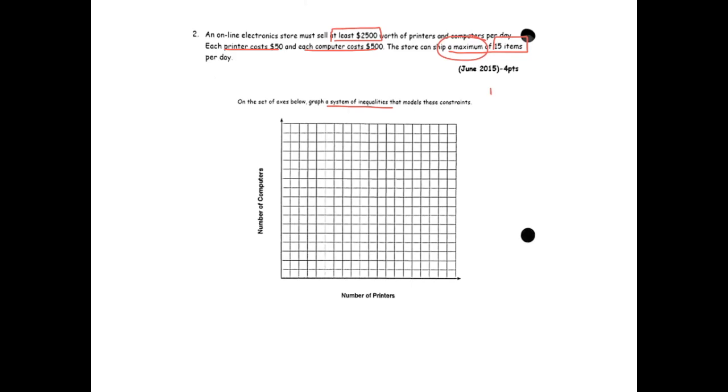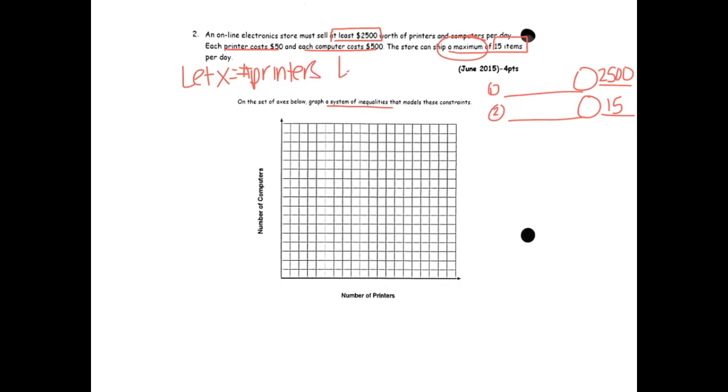Now, we know we need two inequalities. At the end, there'll always be an inequality symbol and a number. Now, what I boxed gives us the numbers that go on the end. Now, looking at your axis, we can tell what X and Y represents, okay? So we're going to let X equal the number of printers. And we're going to let Y equal the number of computers.